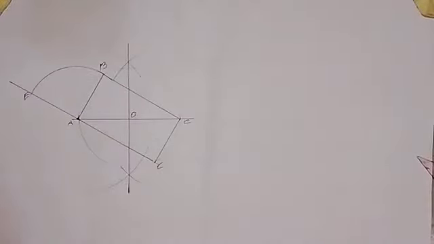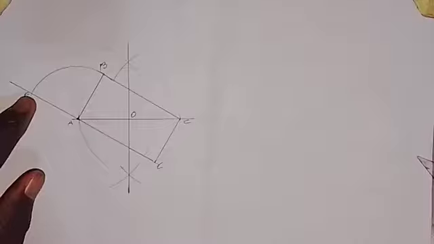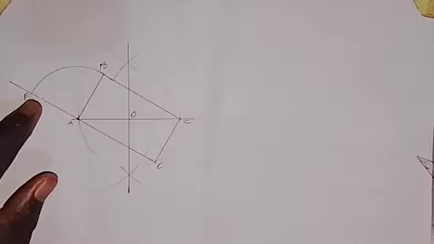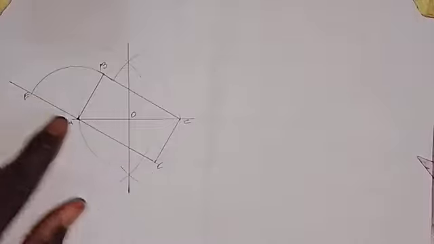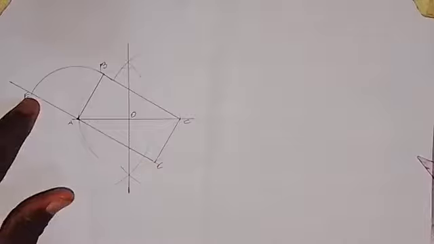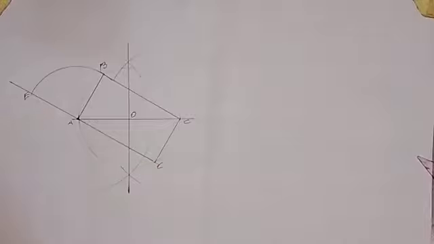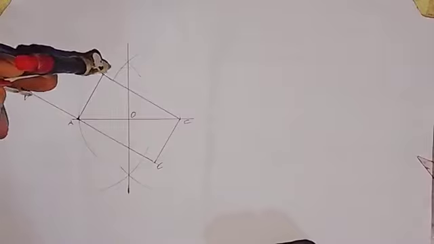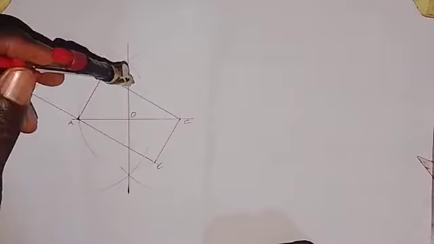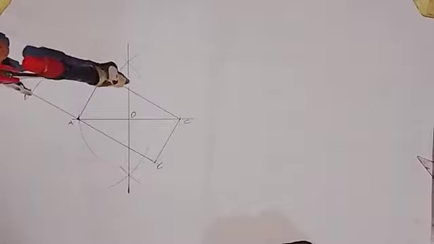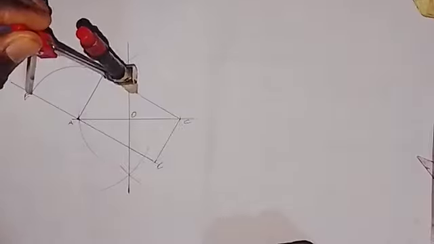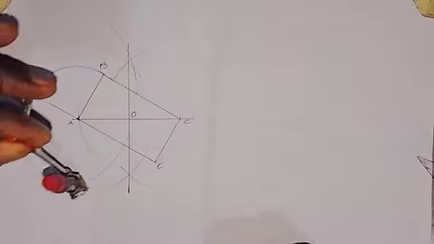Then the next thing that we are going to do is that we are going to bisect distance CE. We are bisecting distance CE from here to here. So with the pinpoint of the compass at point E, I'm going to extend the pen point to a radius more than half of CE. So I'll draw an arc up here, then we draw an arc down here like this.